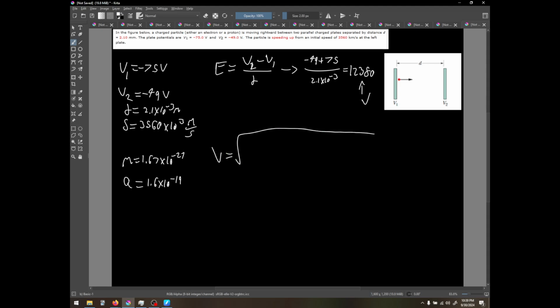Square root of... This is saying 90 times 10 to the third. We're at meters per second. Where are they getting that? Let's find where they're getting that. This is 90 kilometers per second. So if they're 90 times 10 to the third, guess what we are? 3560.